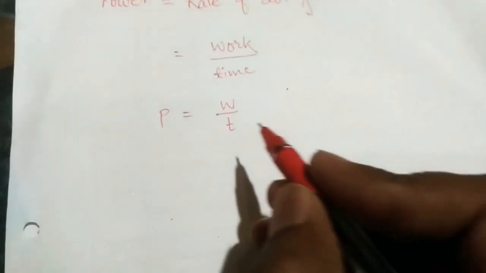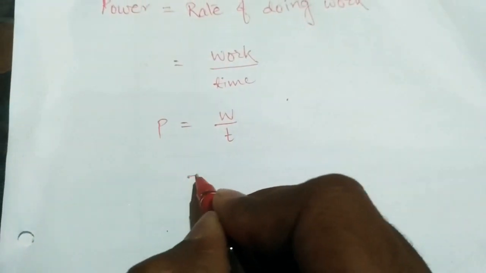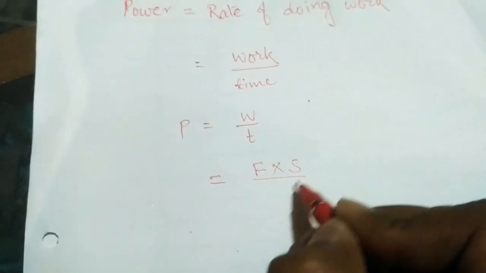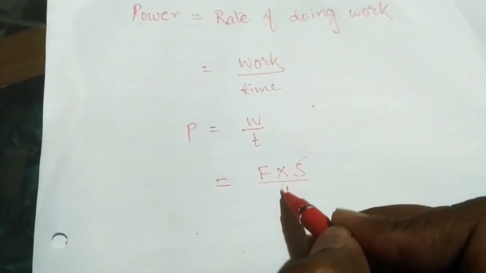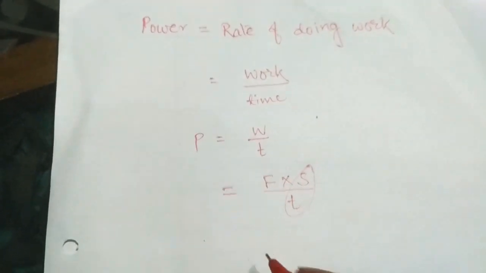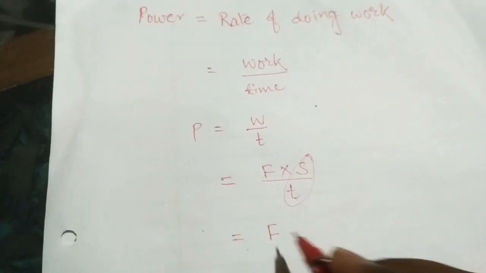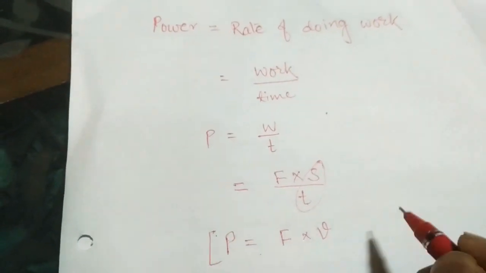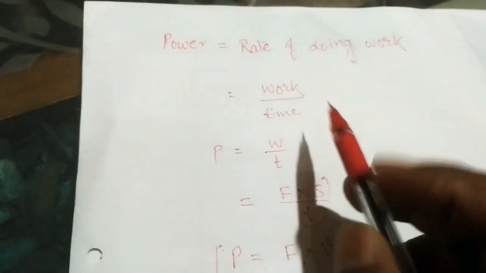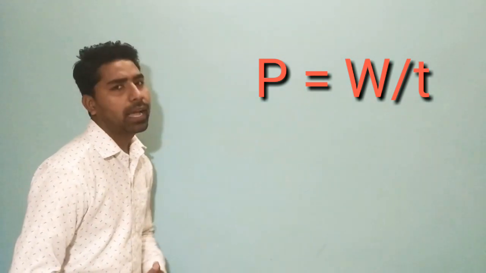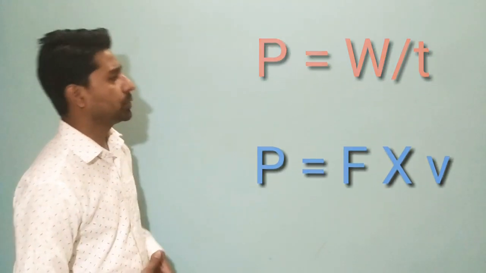So this W upon T, we can split it into two parts. Work is equal to, we know that, force into displacement upon time. This displacement upon time, what is the displacement upon time? Which physical quantity? Velocity. So this F into velocity, this is power. So power has two equations, one this and second this. So we have seen the two equations of power. One, that power is equal to work upon time, and second, the power is equal to force into velocity.